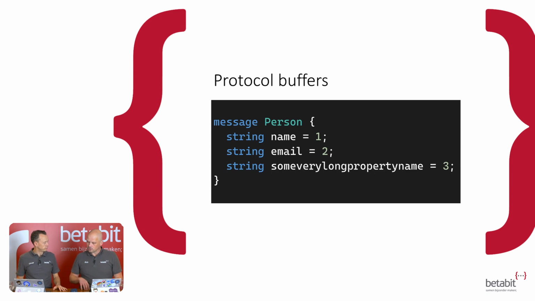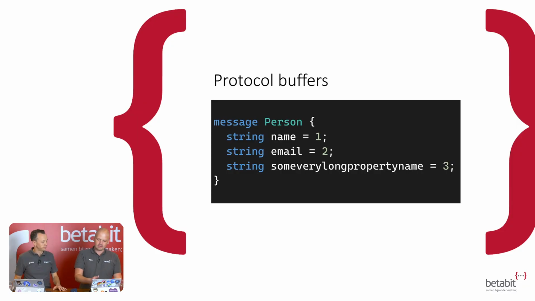So there are more things. It's apparently a socket. Yes, it is a socket, and then by default it talks protocol buffers. And if you look at these protocol buffers, you actually see it's sort of like a class definition, right? So for instance, here we have a name and an email and some very long property name.